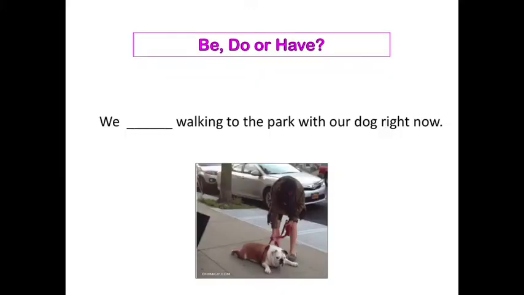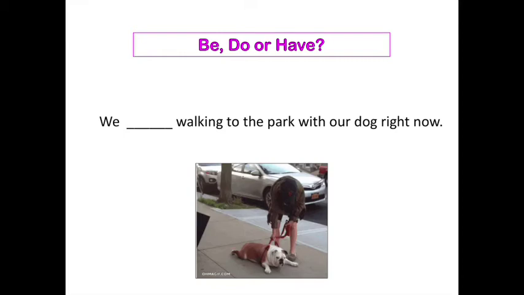Look at this sentence. We walking to the park with our dog right now. Here, our main verb is in the present participle form, ing, walking. So this is a continuous tense. Which auxiliary verb do we use with continuous tenses? We use the be verb with continuous.